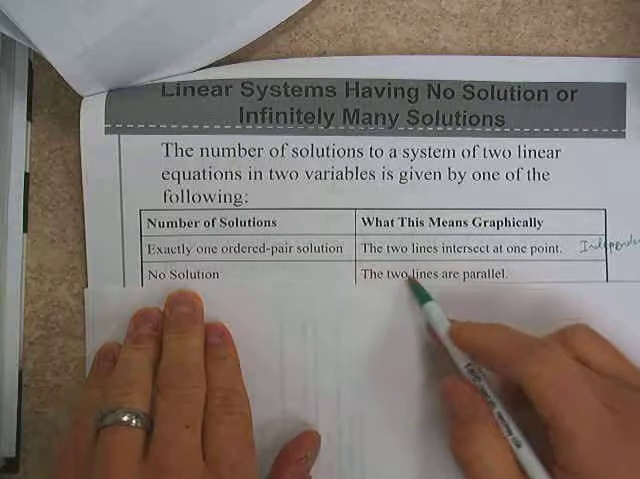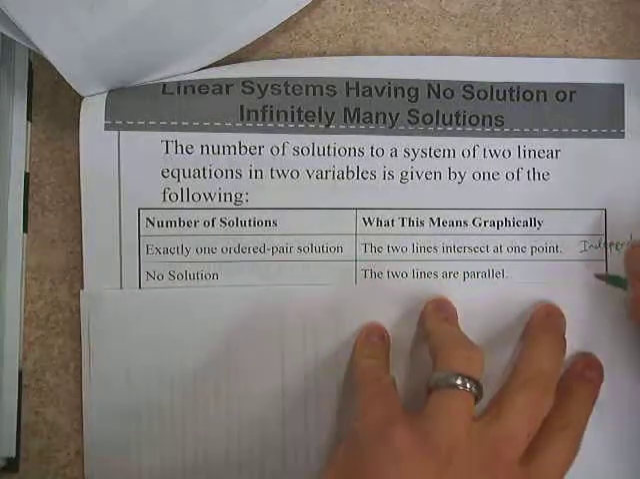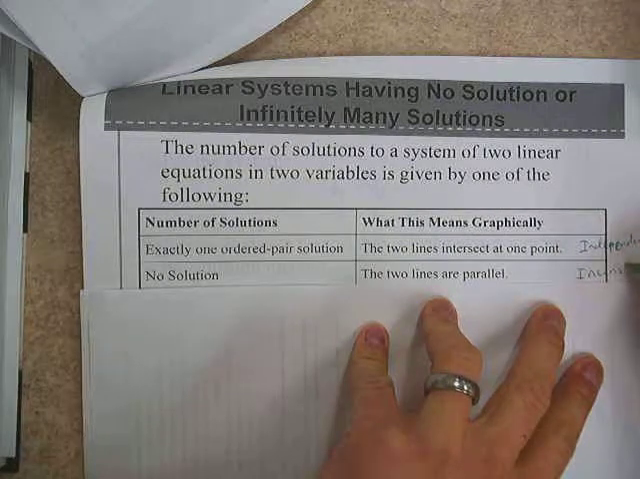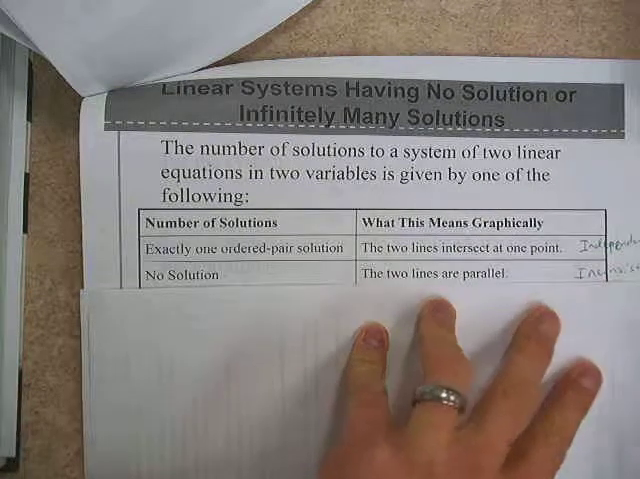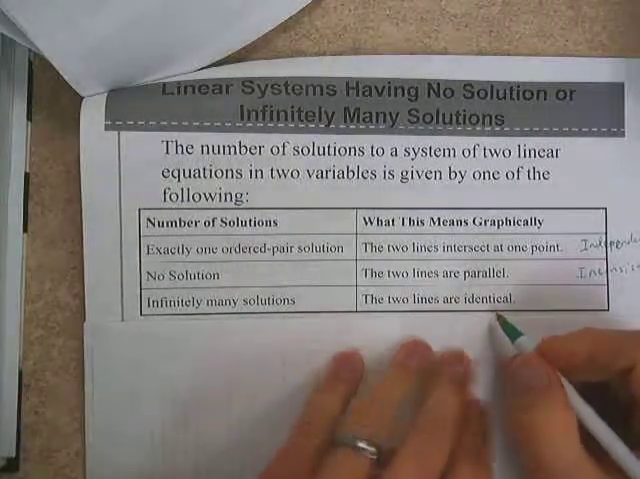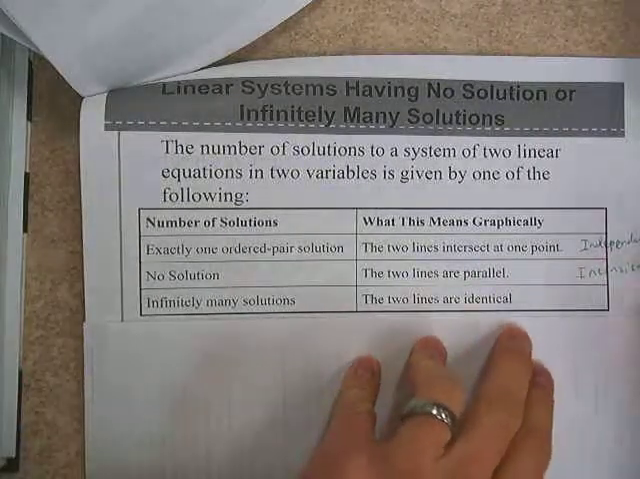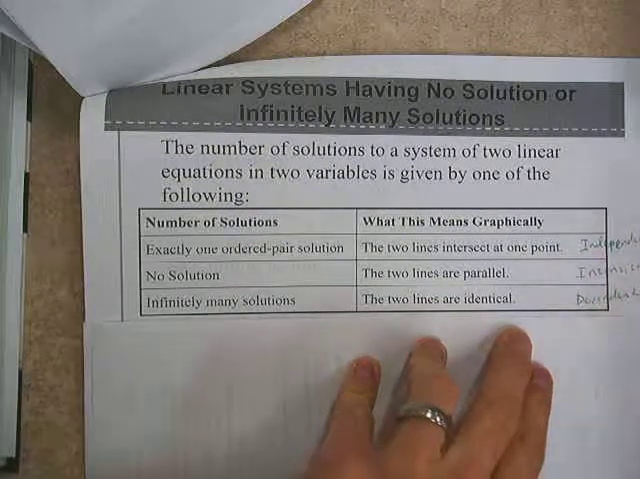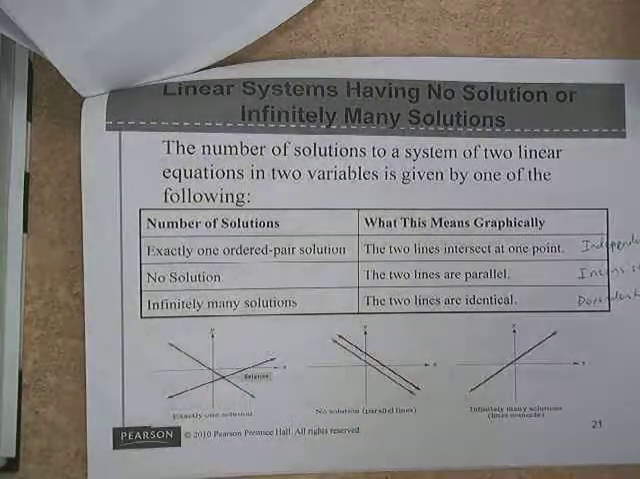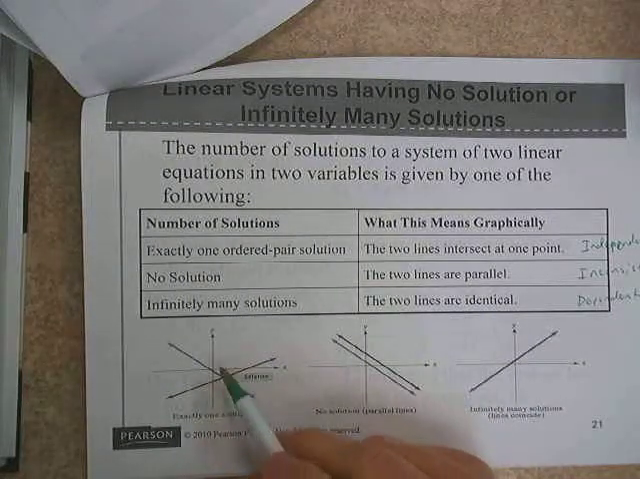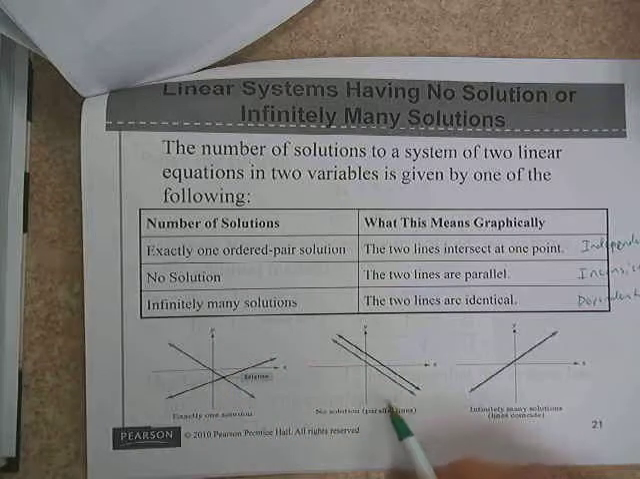Now, there is a possibility that we get no solution, and that ultimately means that there's no intersection point, which means the two lines are parallel, and we call that an inconsistent system. And then finally, there are infinitely many solutions if the two lines are identical. That means that they intersect at every point. We call that a dependent system.